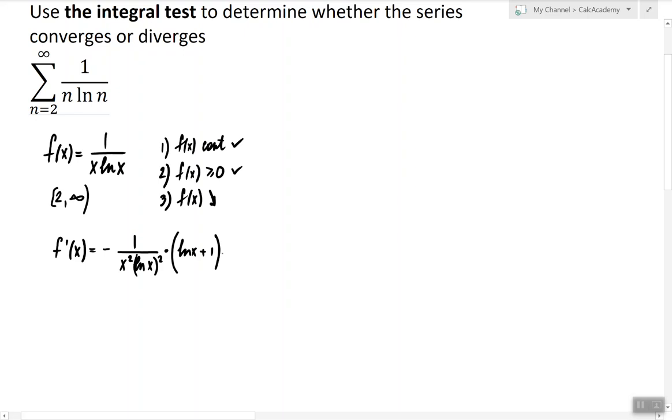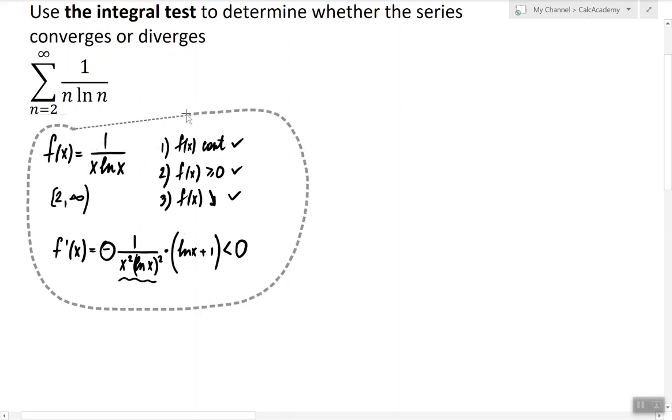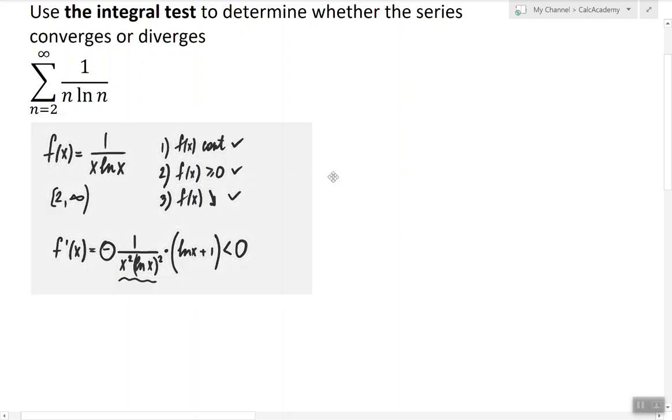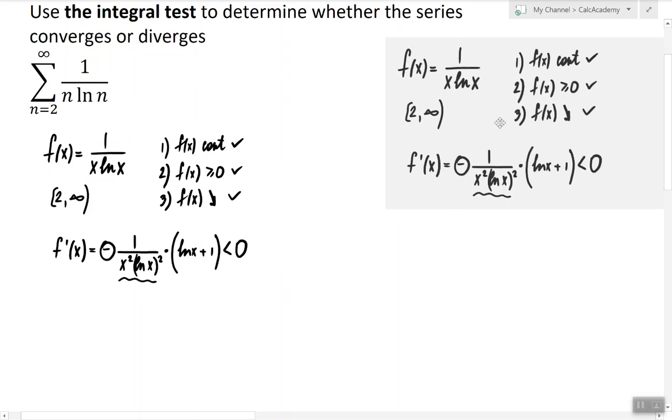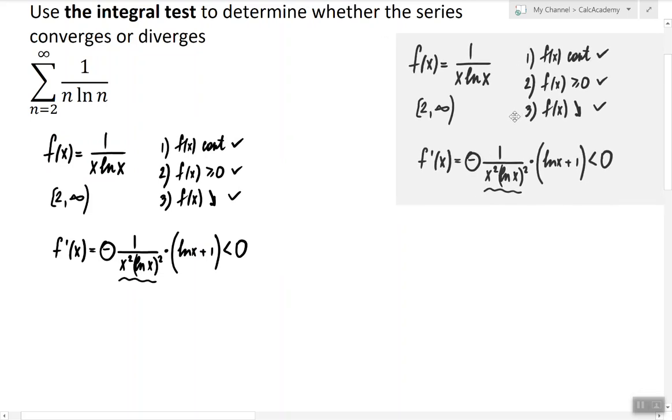What do we see here? When x is greater than 2, what's in parentheses is positive. This part is positive, but because of this negative, the whole thing is negative. Therefore, the function is decreasing on the domain from 2 to infinity. So this is what it takes for us to make sure that the integral test is applicable.